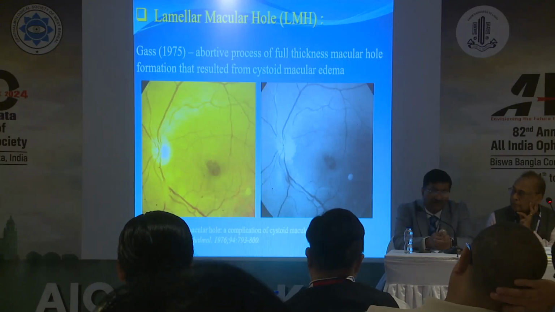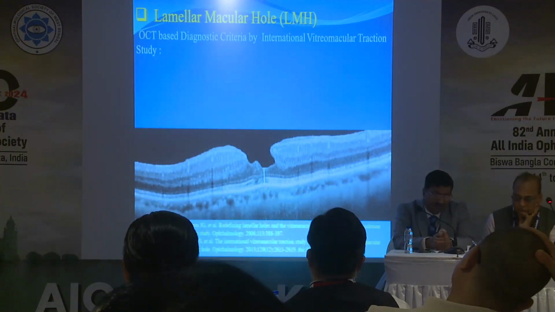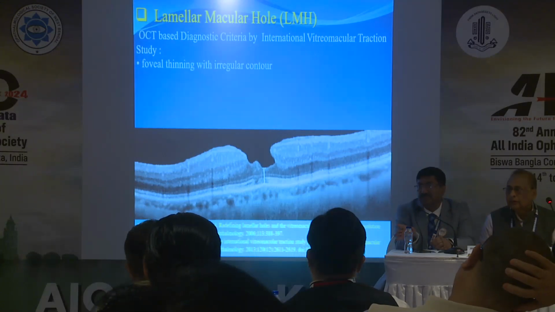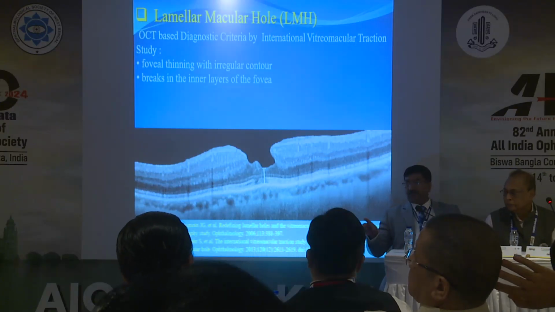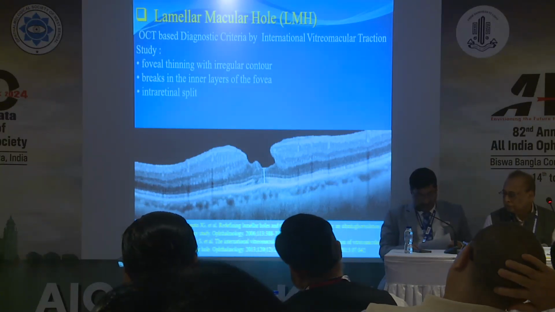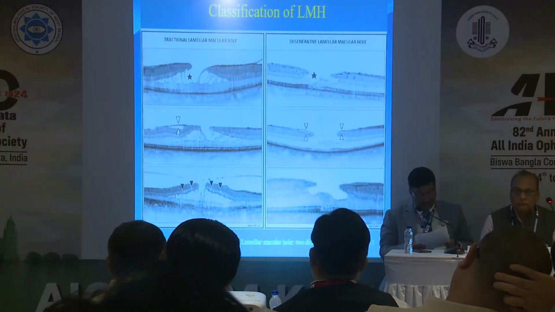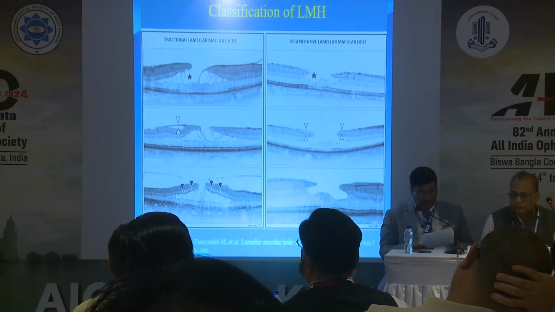So as we all know, it's an abortive process, it has a defect which is not a full thickness one. The diagnostic criteria is that the lamellar hole has to have a foveal thinning with irregular contour, breaks in the inner layers of the fovea, intraretinal split, and absence of a full thickness defect. Now, Govetto et al. classified lamellar macular hole into a tractional one and a degenerative one.